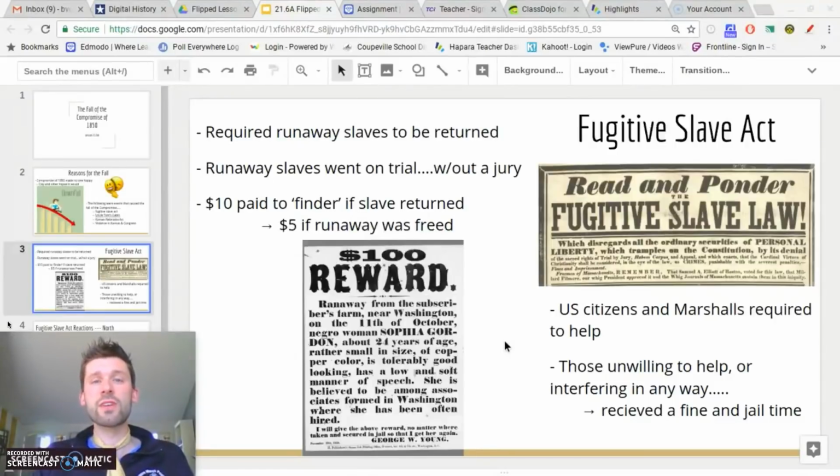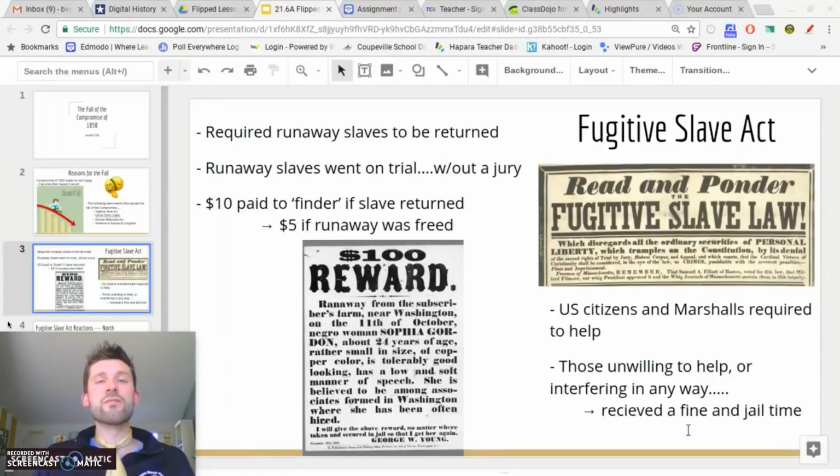The final two spots that frustrated people about the Fugitive Slave Act was the fact that U.S. citizens and U.S. Marshals were required to help capture people who had escaped from slavery. If one of these people refused to aid in the capture of a fugitive, or if they interfered with the arrest of a slave, or even if they tried to free a slave who was already in custody, they could potentially receive a huge fine, or they could get jail time.